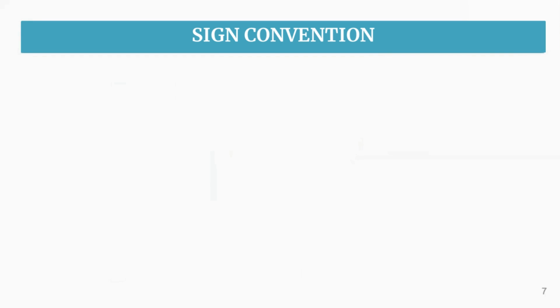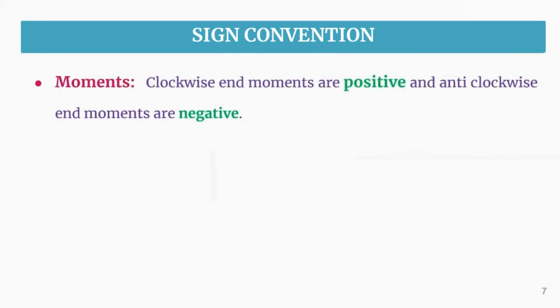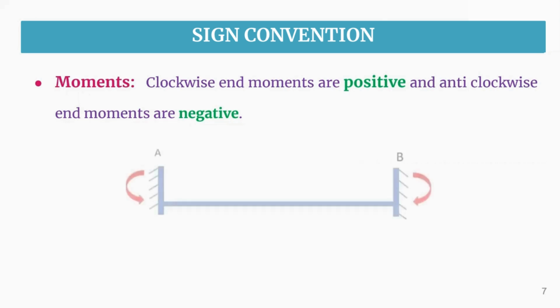After the assumptions, we will see the sign convention. Coming to the first sign convention, that is related to the moments. Here the clockwise moments are considered to be positive and anti-clockwise moments are considered to be negative. In this beam AB, at A you have an anti-clockwise moment, so it is considered as negative. And at B, it has a clockwise moment, so it is considered as positive.